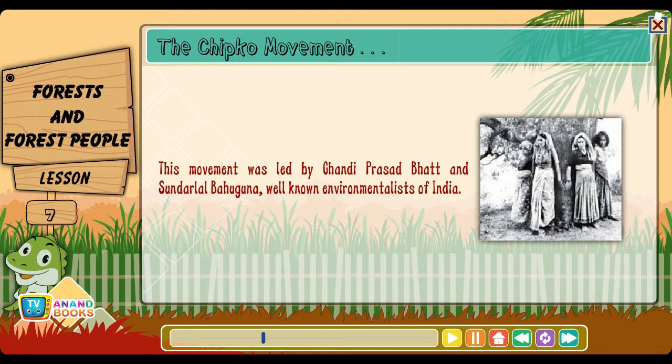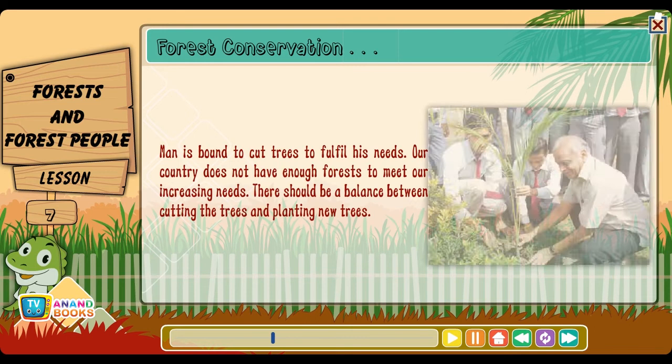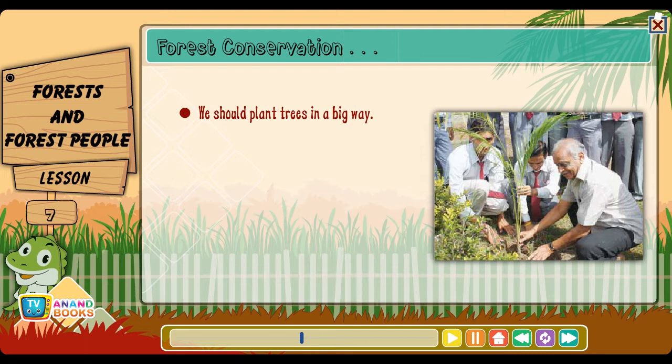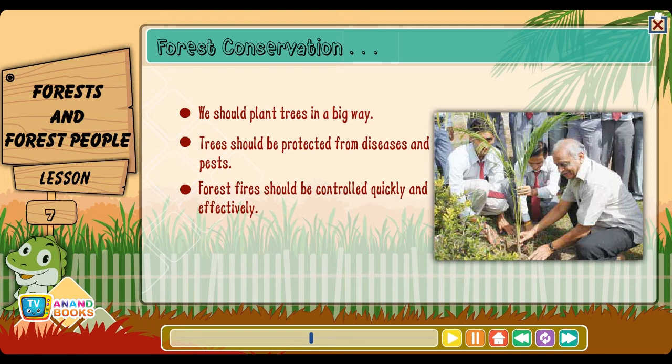Forest conservation. Man is bound to cut trees to fulfill his needs. Our country does not have enough forests to meet our increasing needs. There should be a balance between cutting the trees and planting new trees. We should plant trees in a big way. Trees should be protected from diseases and pests. Forest fires should be controlled quickly and effectively.